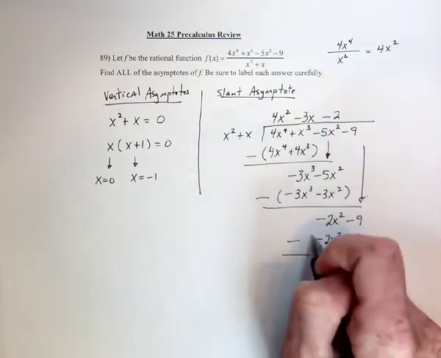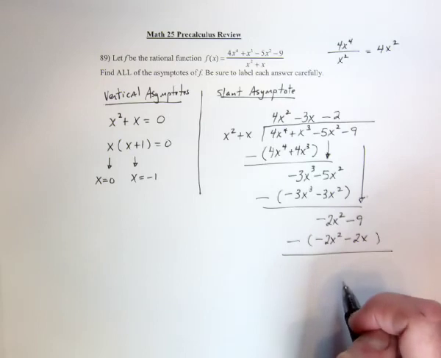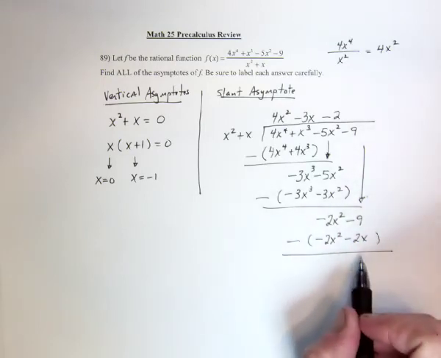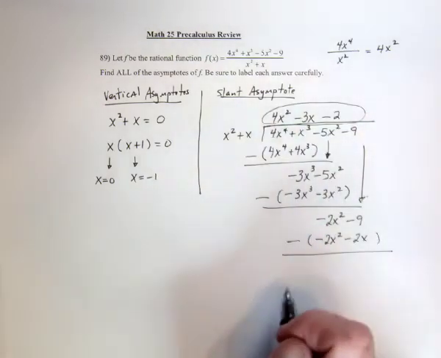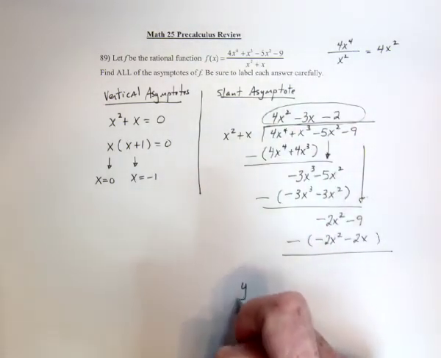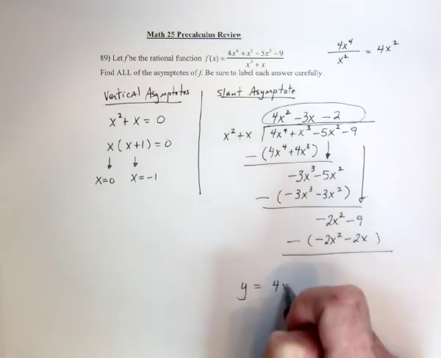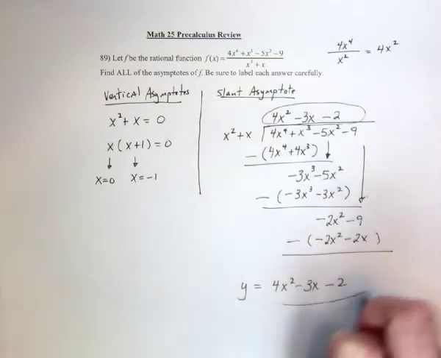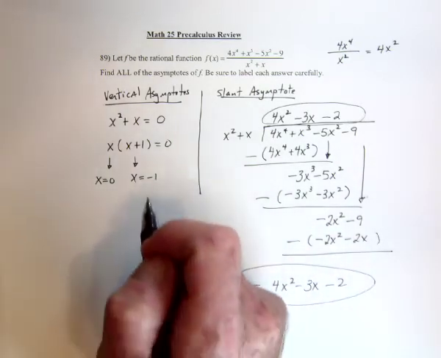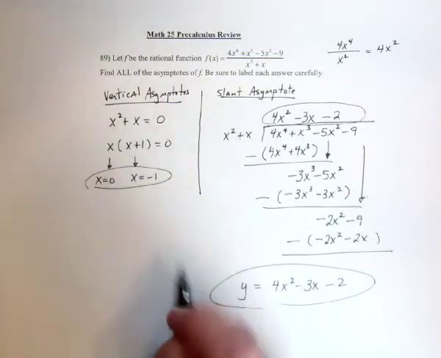And then you don't have to find the remainder. So this last step right here would be to find the remainder. But I found our asymptote to be actually a parabola. y equals 4x squared minus 3x minus 2 is that asymptote. And then there's these two.